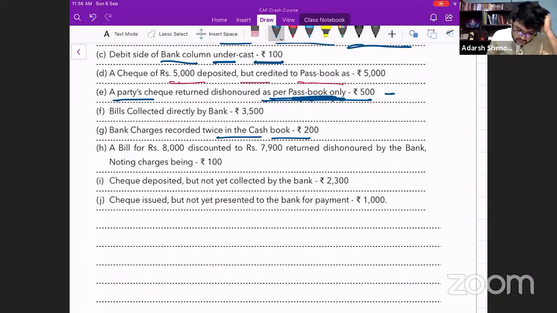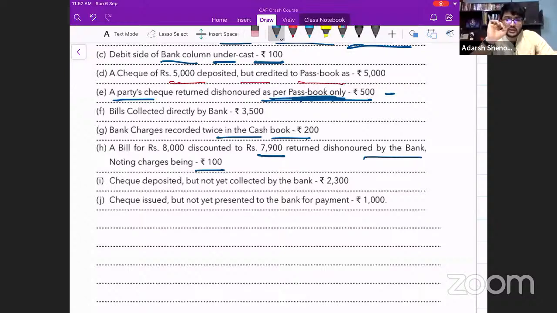A bill for 8,000 discounted to 7,900 returned by the bank, noting charges being 100. Okay, this is very important. This is very interesting. This is a bill which is discounted with the bank and has been dishonored. Now we went to the bank. We had a discussion with the banker. He asked me what about the risk. We discussed that I am going to pay the amount. Now, can you tell me how much amount is he going to take from my account in this case?